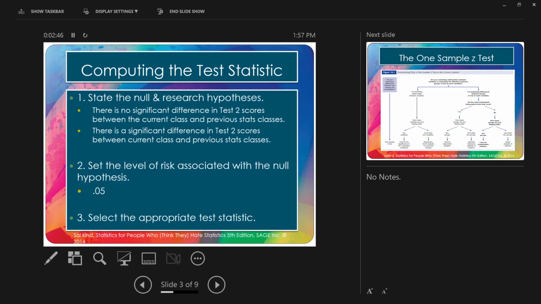For step 2, we'll go ahead and set the level of risk to 0.05. And then for step 3, we need to select the appropriate statistical test. So what statistical test are we going to be using to analyze our data?